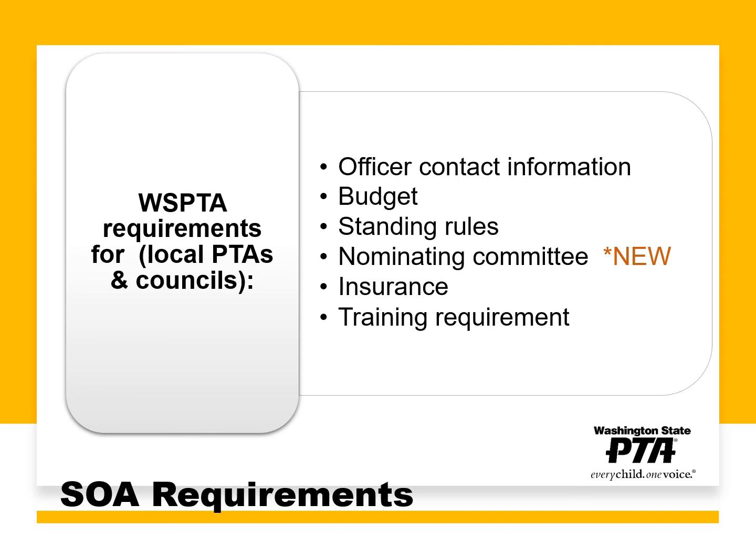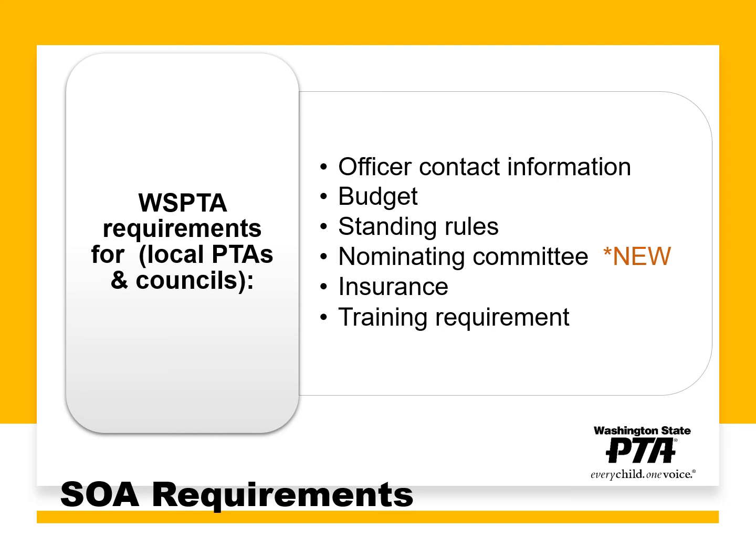Each PTA and council needs to have a budget approved by the membership for the current fiscal year. It's recommended that this budget is passed before the end of the previous fiscal year. Each PTA and council needs to have standing rules that have been approved by the membership for the current fiscal year. It's recommended that these rules are approved at the first membership meeting of the current fiscal year.